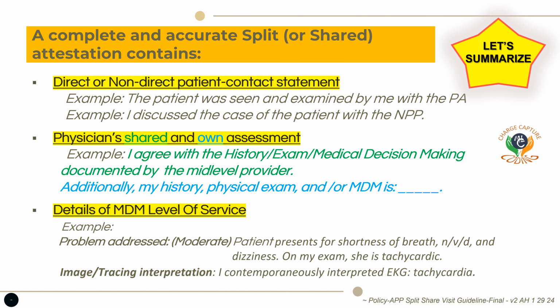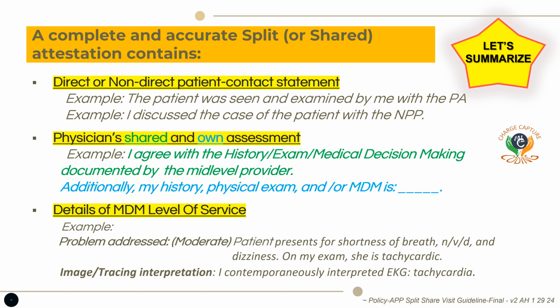In this slide, we summarized what we have just learned from the previous slides. So the correct TPA consisted of a complete 3-section information. So first, there must be a direct or non-direct contact statement. Example, the patient was seen and examined by me with the PA, so that means the attending physician and the PA saw the patient. Or another example is that I discussed the case of the patient with the NPP. This does not state that the attending physician saw the patient, only the NPP did.